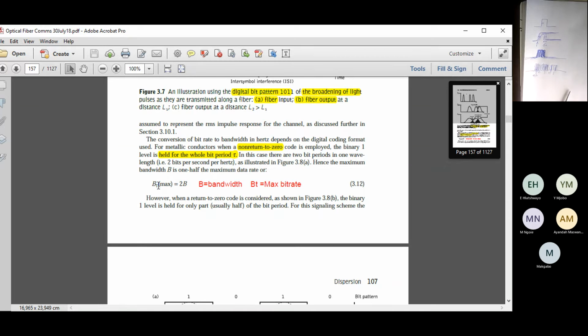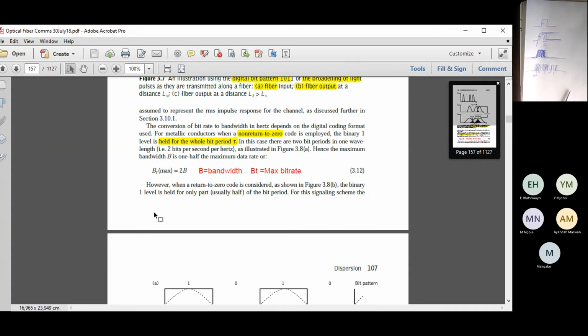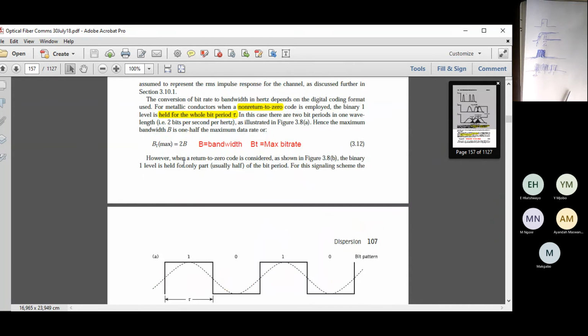Just a simple formula that tells you how to go from bit rate to bandwidth. Bandwidth is a frequency, and it's usually cut into half. You can read here why, and so on.